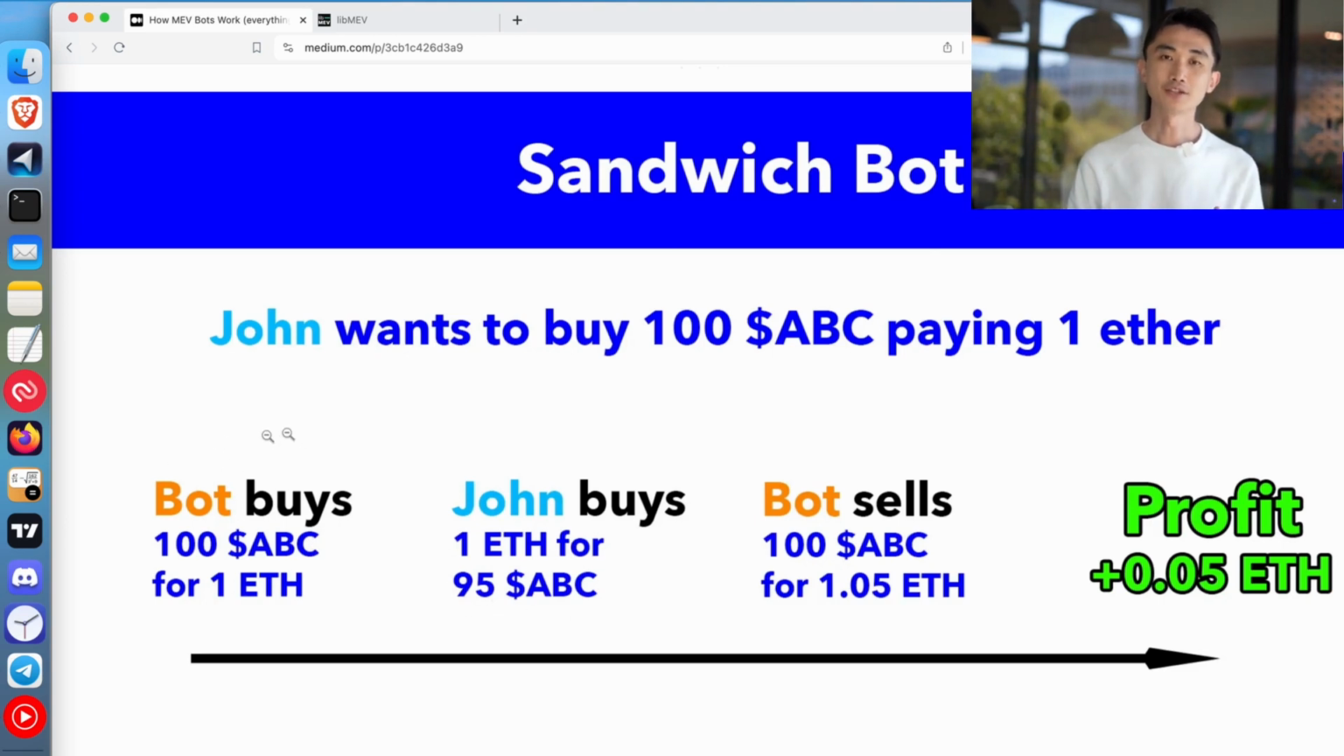The price for John is affected. He gets fewer tokens because the price has been increased. There is more demand for the token, and the bot sells all the tokens that the bot received. And this is pretty simple to understand.